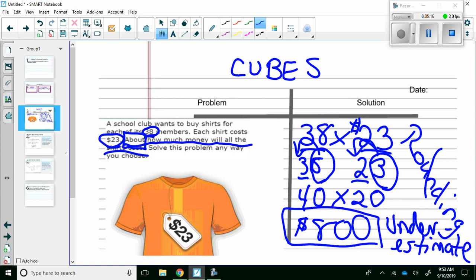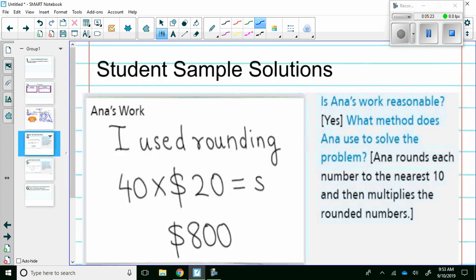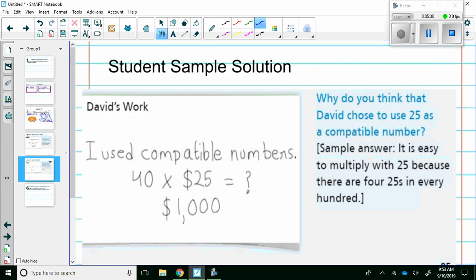Now make sure you've worked your problem out over on that right-hand side. And we're going to look at a couple students. So Anna, she used rounding just like me. So she got an underestimate, and she did round to the nearest tens place. And then there was David, and David used compatible numbers. And why not? 40 times 25 is an excellent idea. And he received 1,000. But since he went up on both the number of members and the cost of the shirt, he would have an overestimate.